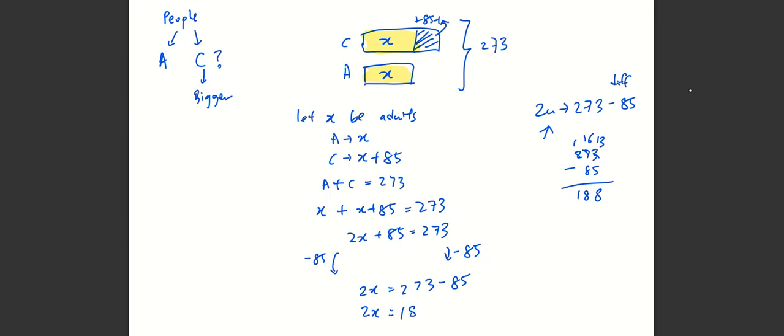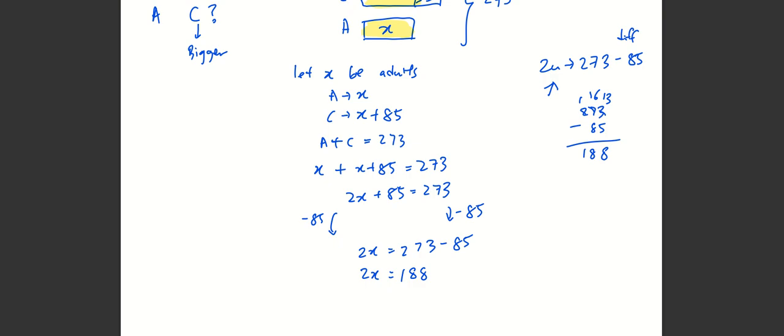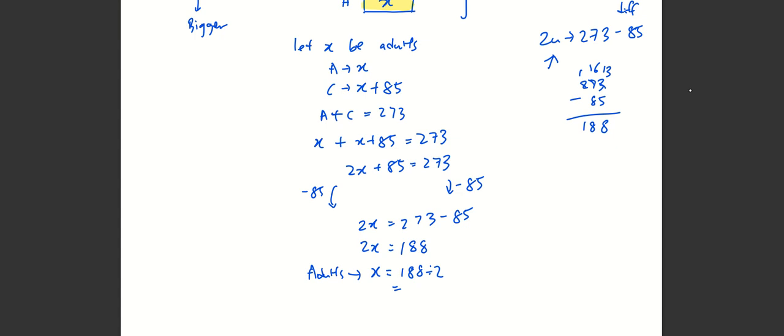So 188, right? So from 188, that's 2x, I can find x. So as a reminder, x is adults. Okay, so divide 188 divided by 2, 1x will be 94.